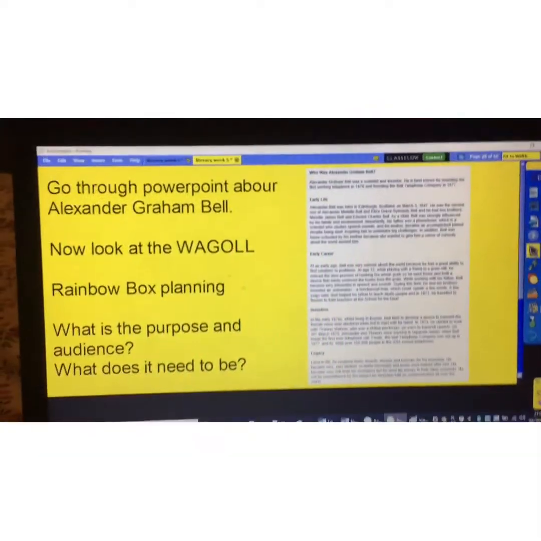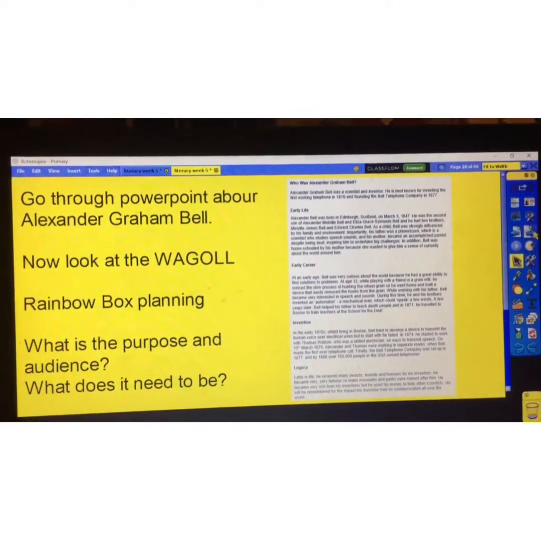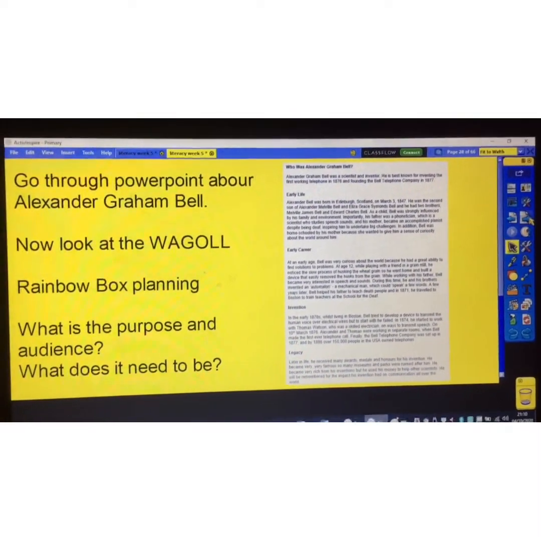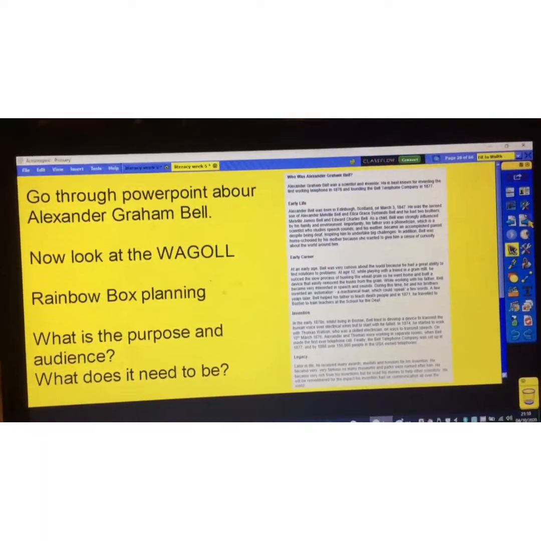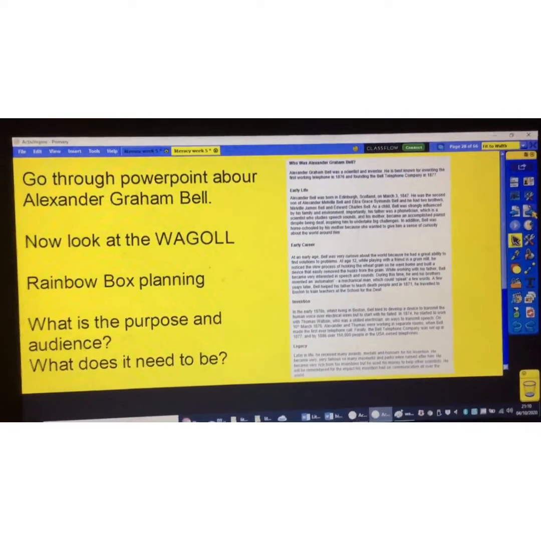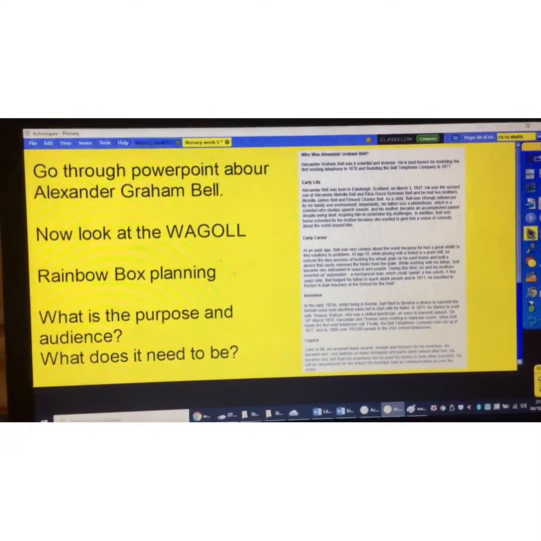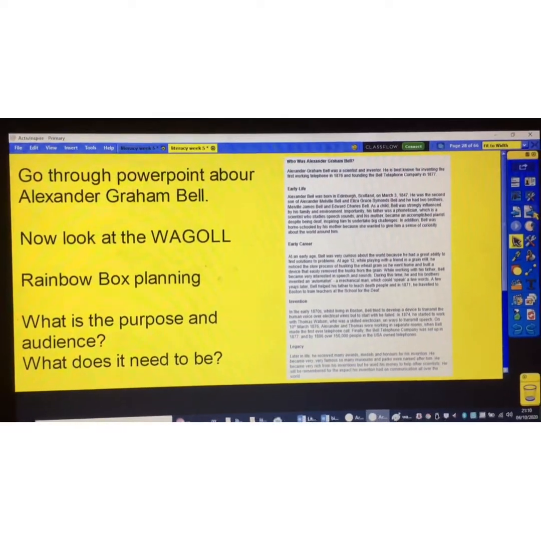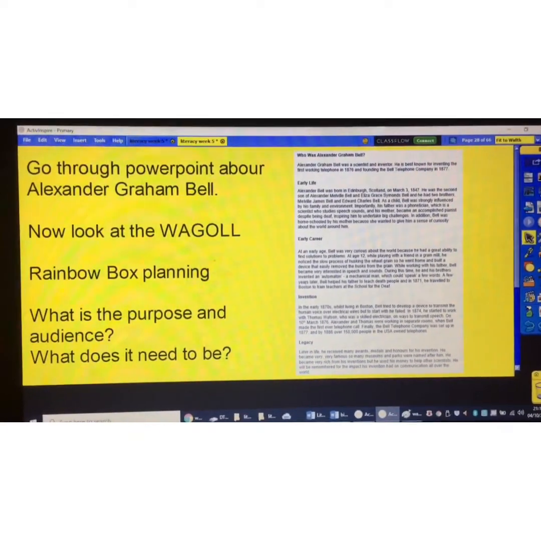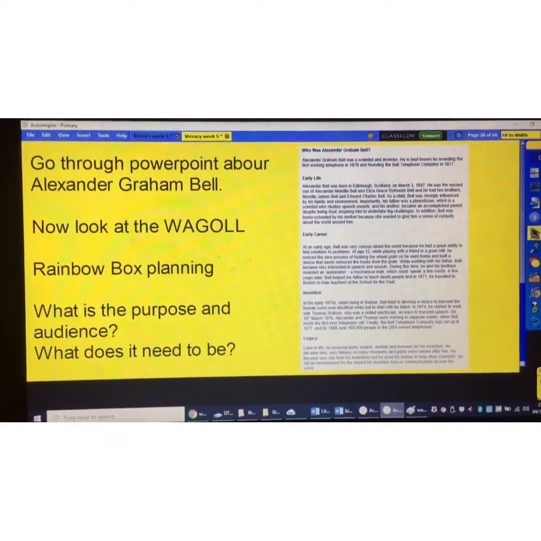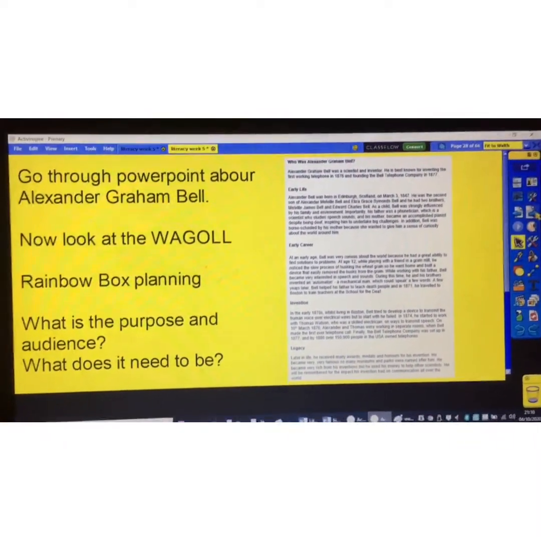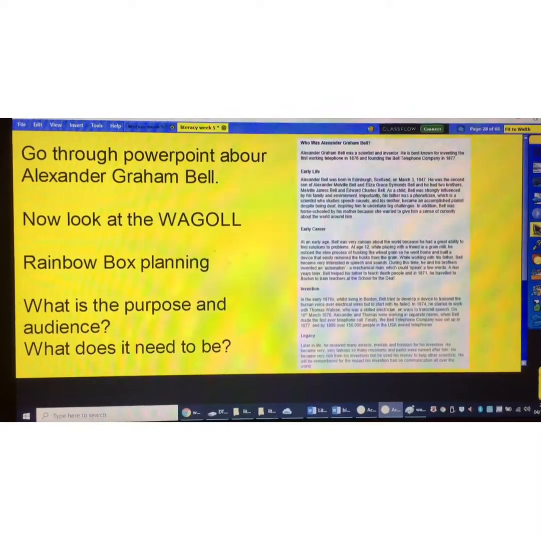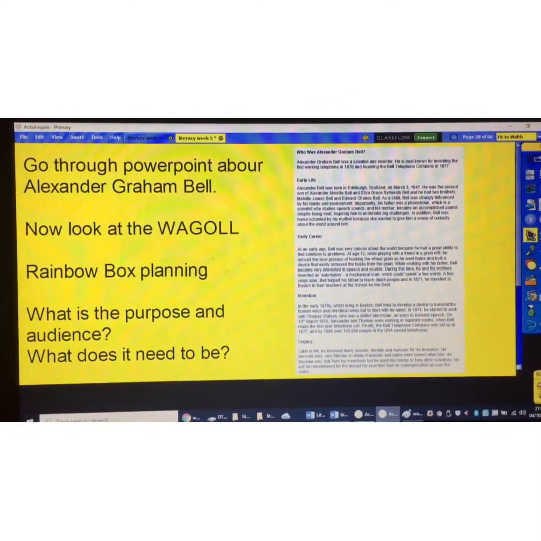So what we do next when we're looking at a specific text type is we look at a waggle. A waggle is what a good one looks like. It's an example of the text type that we're looking at, and it's a really good example that we can look at and use to help us with our writing. I've written a waggle for Alexander Graham Bell, who was a really famous inventor. We did talk about him yesterday. I wonder if any of you can remember what he invented. We're going to have a little look at a waggle, a biography of Alexander Graham Bell, and then we're going to have a look at some of the features.